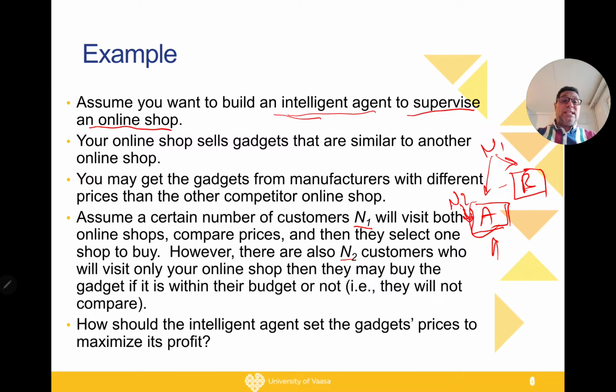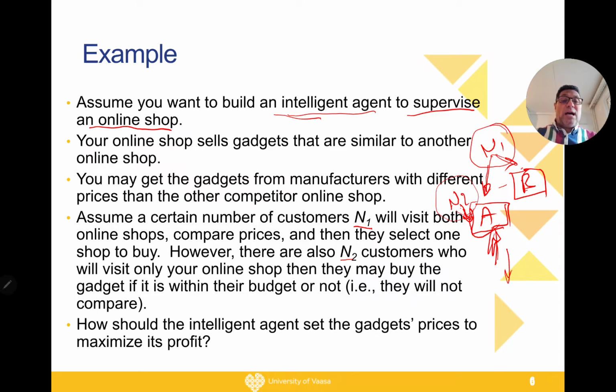If they lose N1, of course they will lose a percentage of the sales, or revenue. If they set the price high, they will lose a significant part of N1, who will go to B, and also a significant part of N2, who will not be able to buy because it is outside their budget. However, if they reduce the price too much, they might reduce their revenue per item, but they might also increase the number of customers.